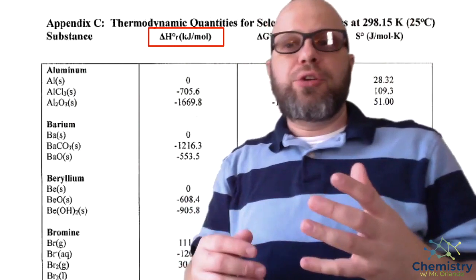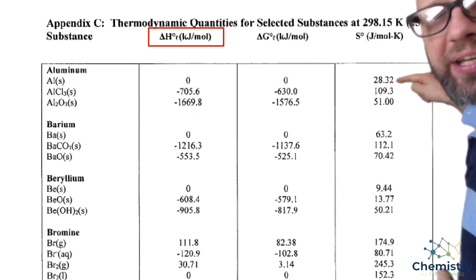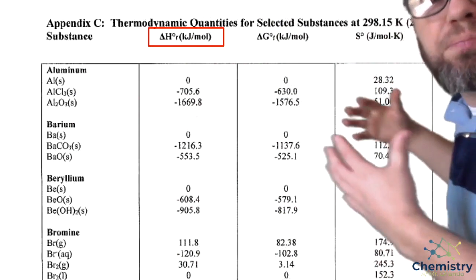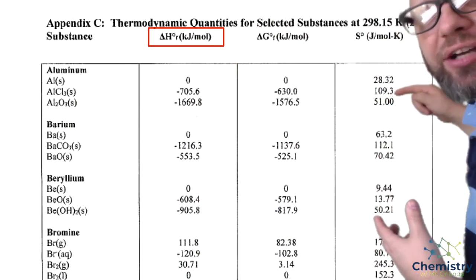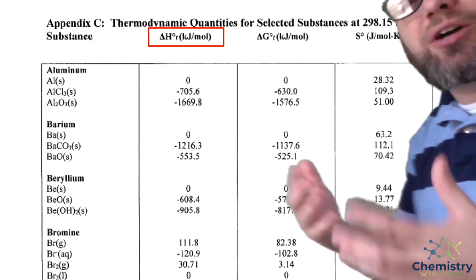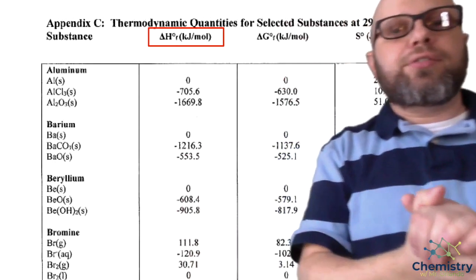So if you notice, an element like aluminum has a certain value, and then if you go into a compound like aluminum chloride, it's more disordered, so that has a different value. And then you'll notice aluminum oxide has a lower value. That's probably because a lot of aluminum exists as aluminum oxide, so it's slightly less disordered.